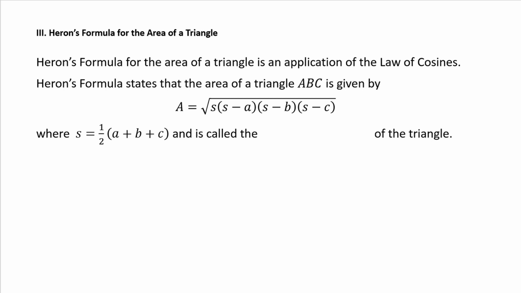Roman numeral 3, Heron's formula for the area of a triangle. Heron's formula for the area of a triangle is an application of the law of cosines. Heron's formula states that the area of a triangle ABC is given by A equals the square root of the product of S times S minus A quantity times S minus B quantity times S minus C quantity, where S is equal to 1/2 times A plus B plus C and is called the semi-perimeter of the triangle.